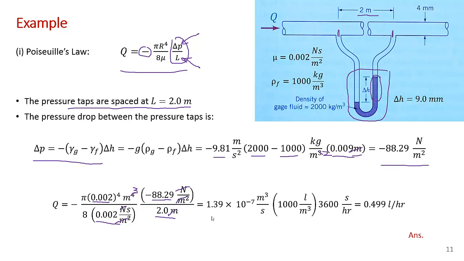It's always worth taking a second to do that, just to make sure that you didn't miss a term. And so we get some very small flow rate, 1.39 times 10 to the minus 7 cubic meters per second. But I want to express this in liters per hour. So there's 1,000 liters per cubic meter, right? 10 centimeters by 10 centimeters by 10 centimeters is a liter. And then there's 60 times 60, or 3,600 seconds in an hour. And it works out to 0.499 liters per hour, and that's the answer to part 1.